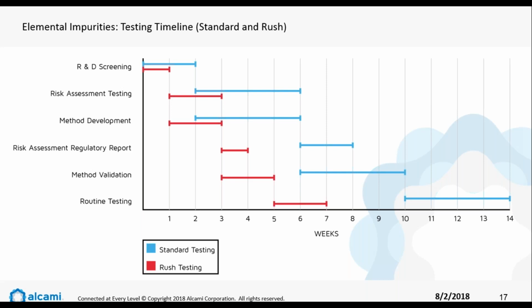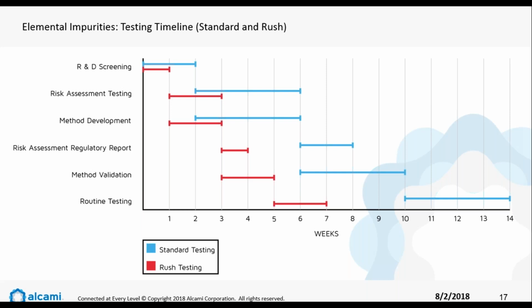The risk assessment testing, from the time that we get all of the material and alignment with the sponsor on what elements we're going to be testing and their limits, can have a report in less than 2 weeks. Same with the development. It can be done in 2 weeks, and then the filing report takes another week.